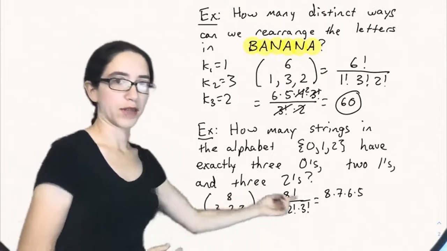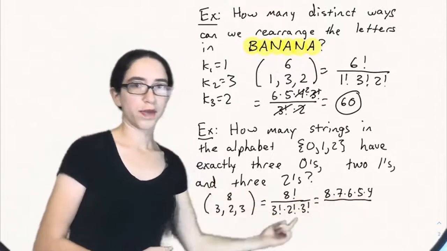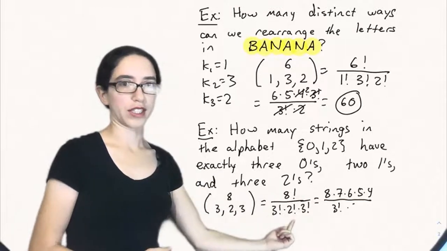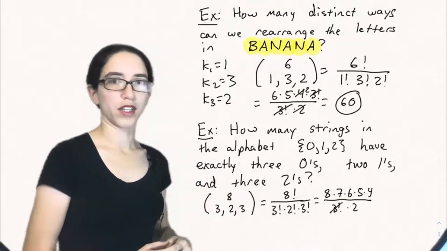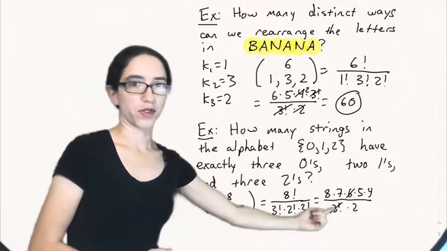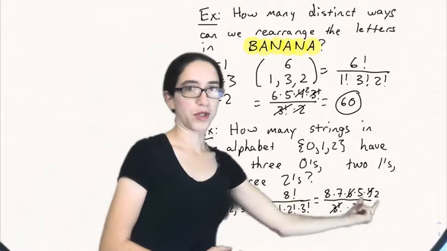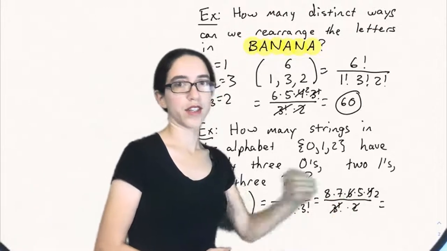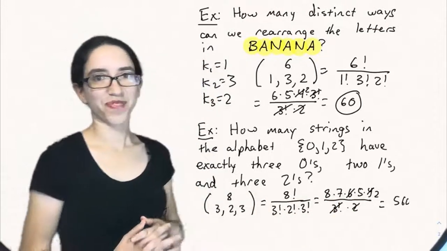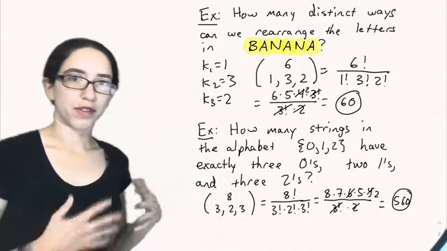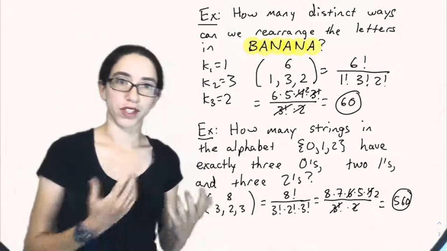8 times 7 times 6 times 5 times 4. Let's get rid of one of those 3 factorials, and we just get a 3 factorial times 2 factorial in the denominator. 3 factorial cancels with 6, the 2 goes into the 4, and we get 5 times 2 is 10 here, times 56 is 560. So there's another example of counting strings using multinomial coefficients.